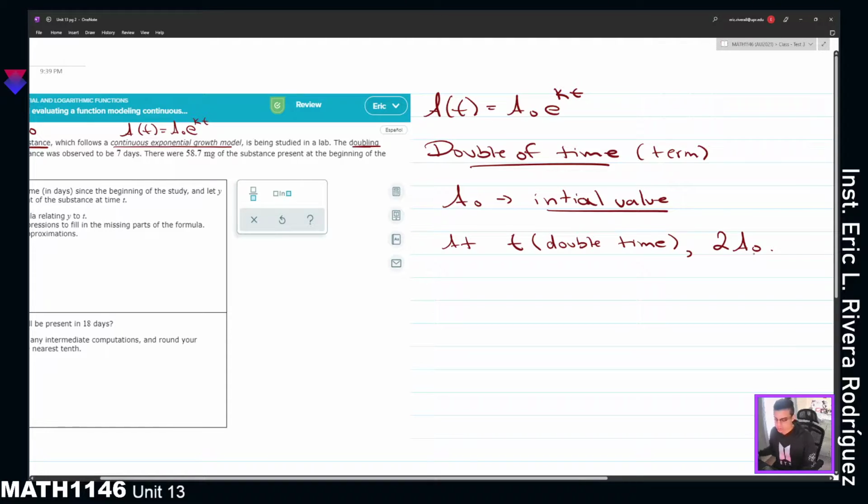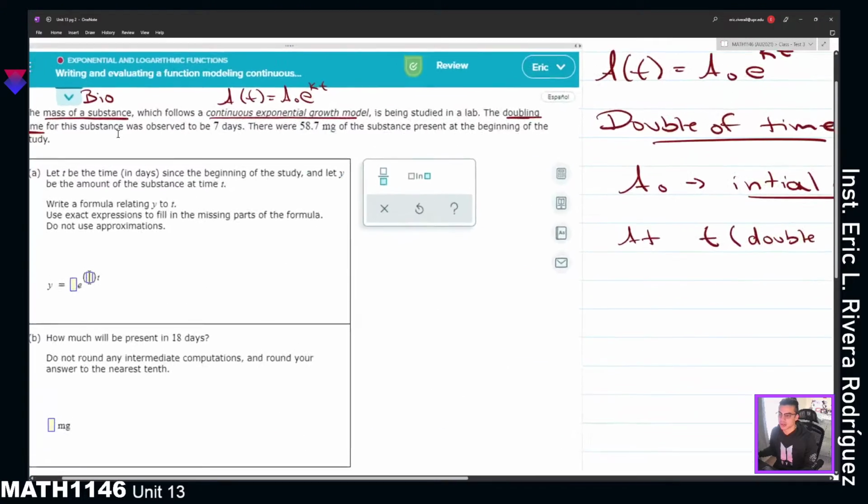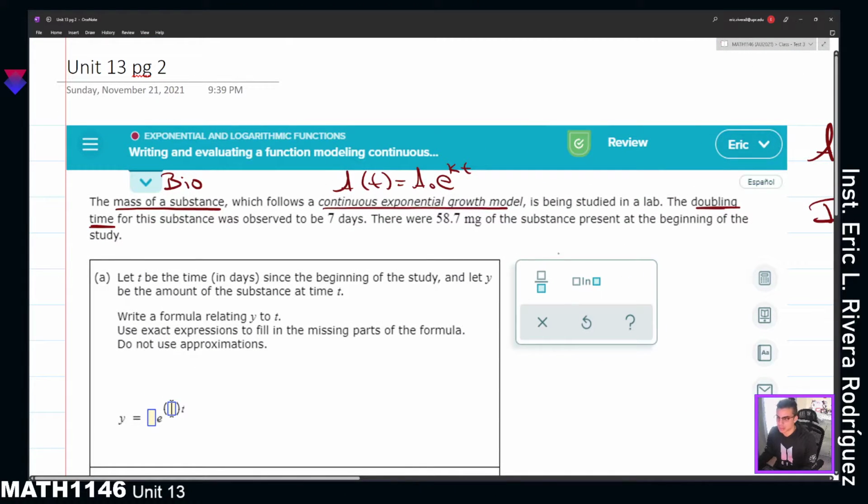Okay, let's see how this relates to our exercise. Let me continue reading here to present to you a more concrete example. The doubling time for this substance was observed to be 7 days. So now we know that the doubling time is equal to 7.